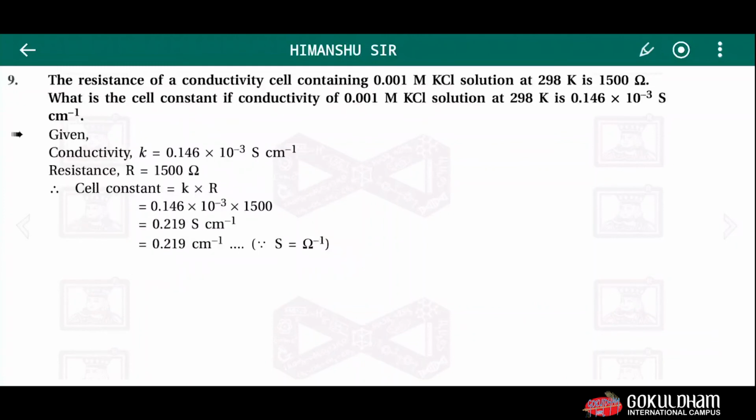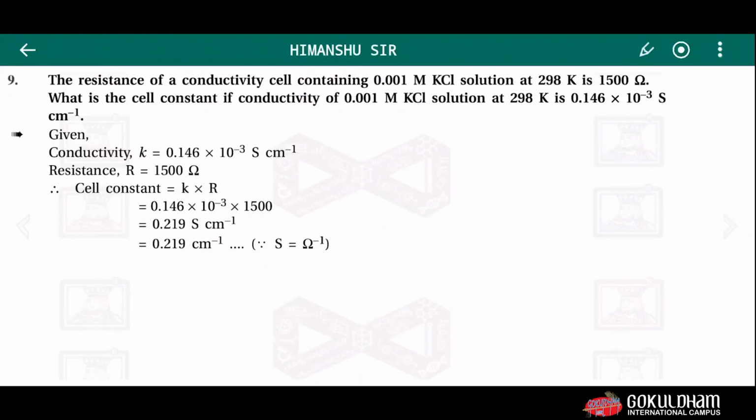Our ninth example is also from the same theory. The theory is resistivity, resistance, conductivity, and we know that the resistance is measured by the Wheatstone bridge. In that theory we saw one equation by which you can calculate your cell constant, that is K into R, where capital R means resistance. So our ninth example is based on that theory.